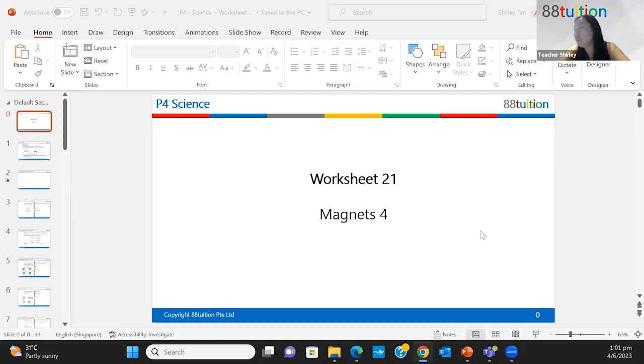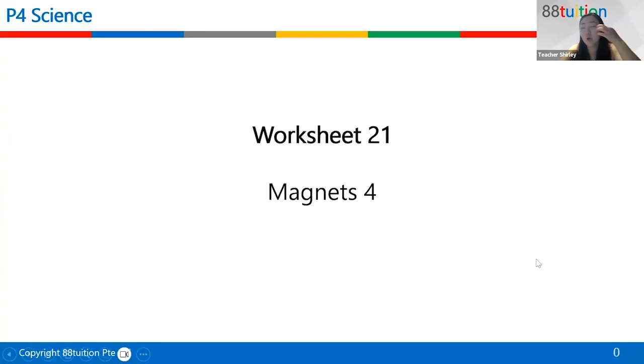Okay, now Yushen, since it's your first lesson with us, maybe I'll just give you an overview. We are actually at part 4 of magnets already. Have you learned magnets before in school? No, not yet. Okay. Some schools do it in primary 3 and some in primary 4. If you have not done it, it's okay. We will still be going through it in the second half of the year for revision. So that's fine.